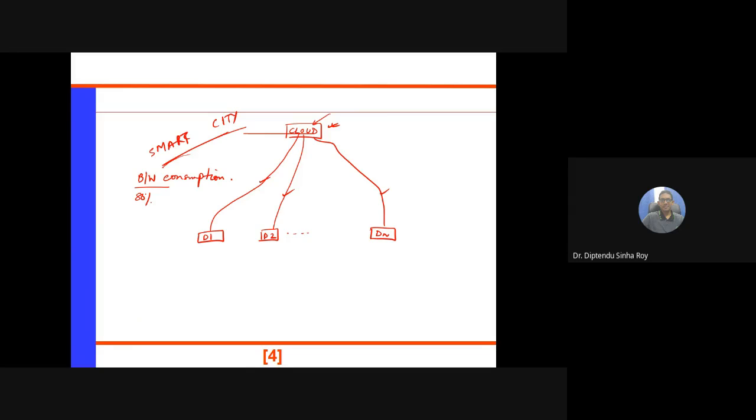So the possibility of collisions will increase, right? A collision at the network level will give rise to packet drops. It will give rise to a lot of retransmissions, which are again unnecessary. So unnecessary wastage of bandwidth.